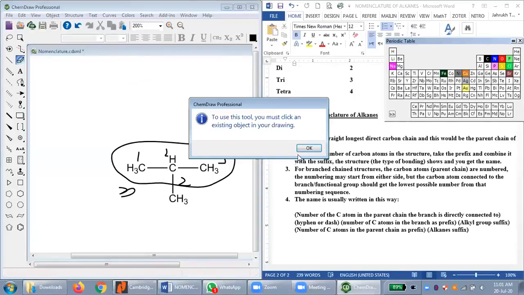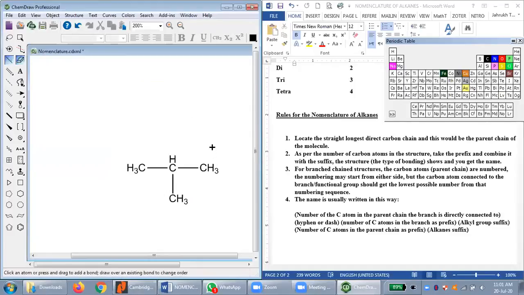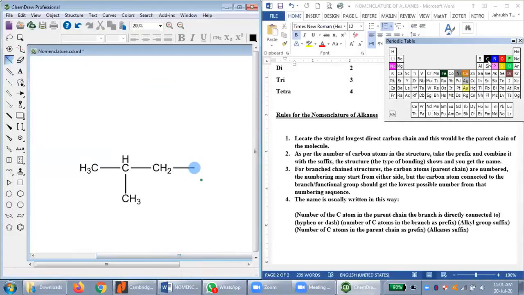What I'm going to do is erase a few parts of the structure. Let's change the structure a little bit. Okay? What we are going to do is introduce another carbon atom into this chain, like this. Now, what about the name now? As soon as we introduced another carbon atom into the structure, you need to start from rule 1 again, all the way to rule number 4.